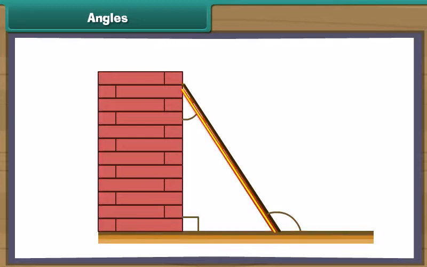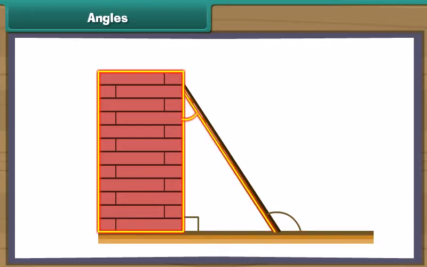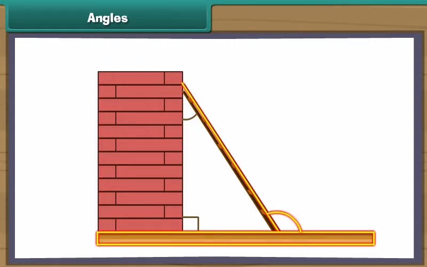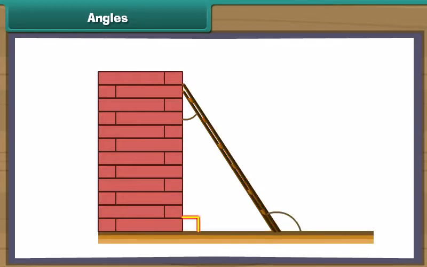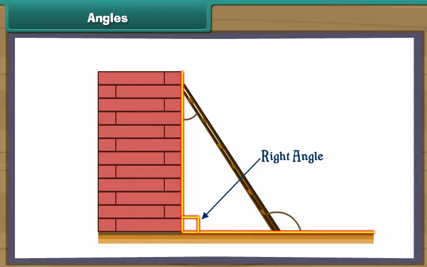Second, the angle which the ladder makes with the wall. Third, the angle which the ladder makes with the ground. Let us begin with the angle that the wall makes with the ground. The ground acts as the base and the wall as the vertical line. The angle is L-shaped. It is a right angle and its measure is 90 degrees.